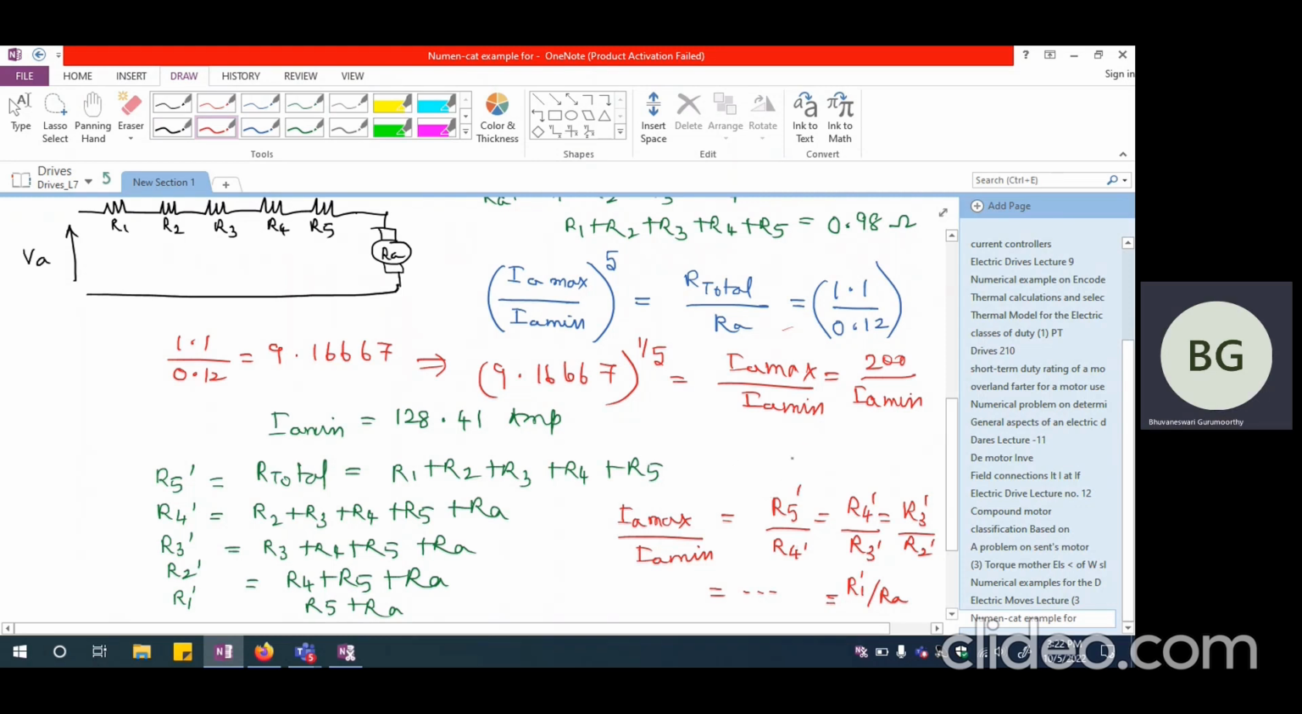We know R5 dash already, which is corresponding to R total, which is 1.1 ohm. This is corresponding to 1.1 ohm. And we also know RA. RA corresponds to 0.12 ohm. So we should be able to calculate all the other steps of resistances without any difficulty.